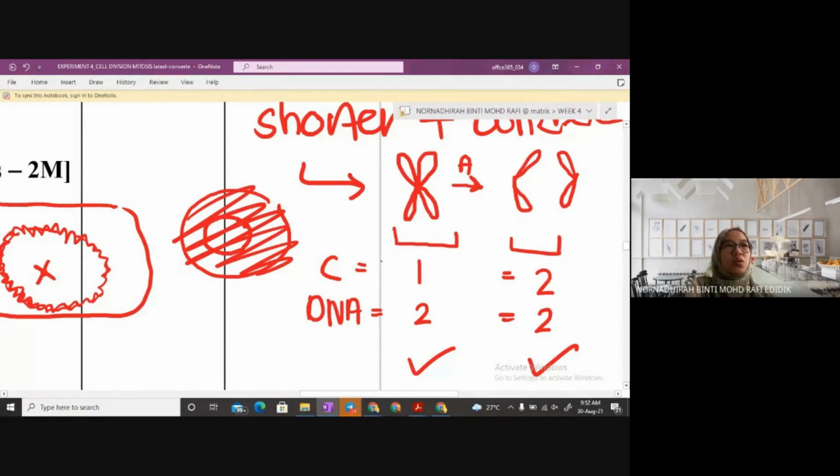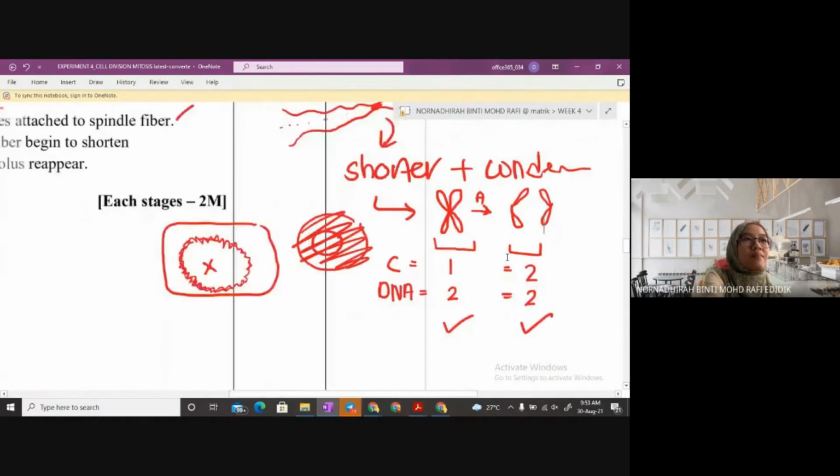So sekarang ni kromosom ni dia dipanggil sister chromatid dan kromosom yang baru ni yang dah split ni dipanggil daughter chromosome. Daughter chromosome. Okay, itu istilah dia.